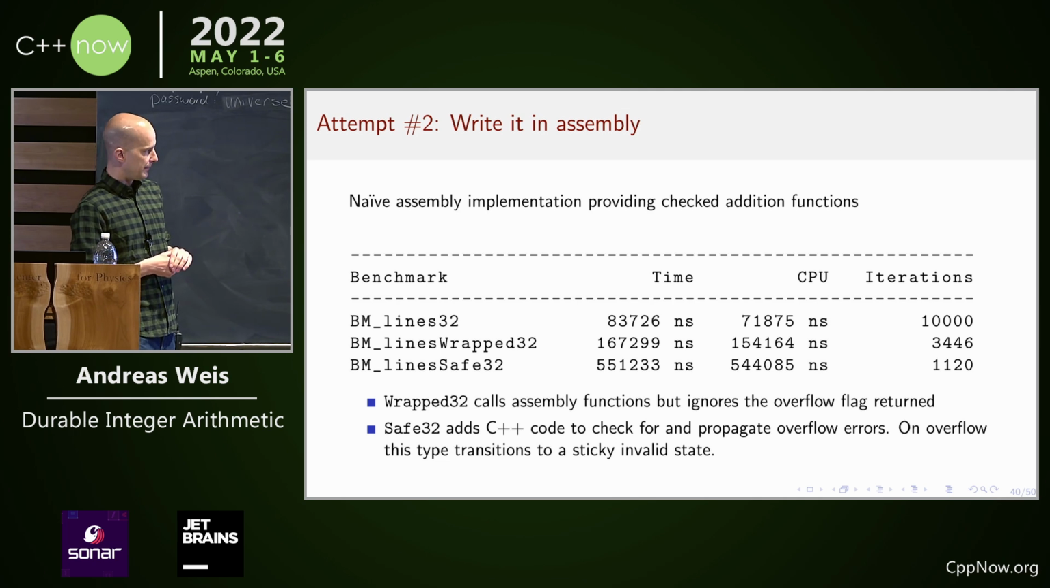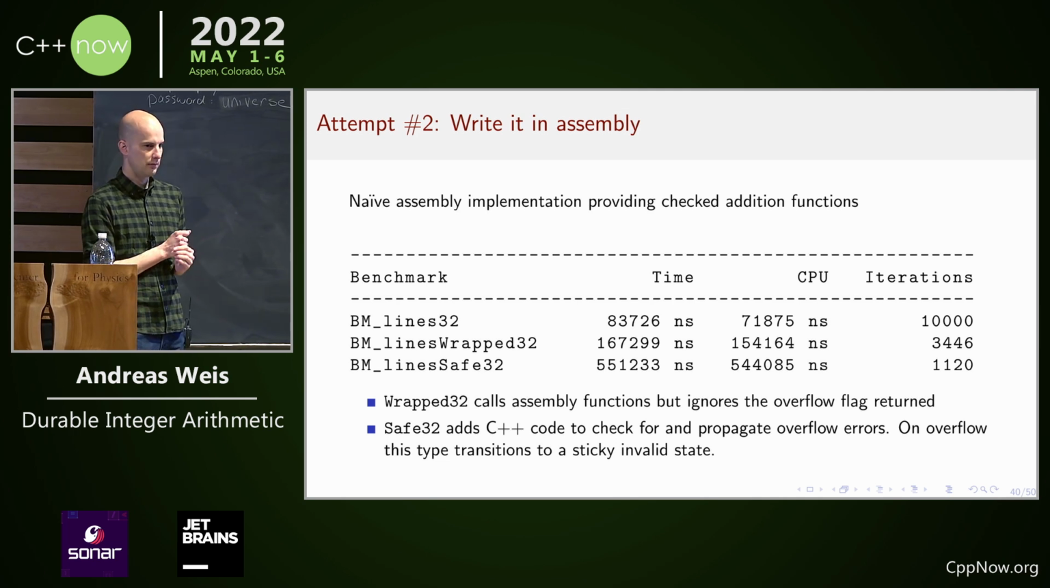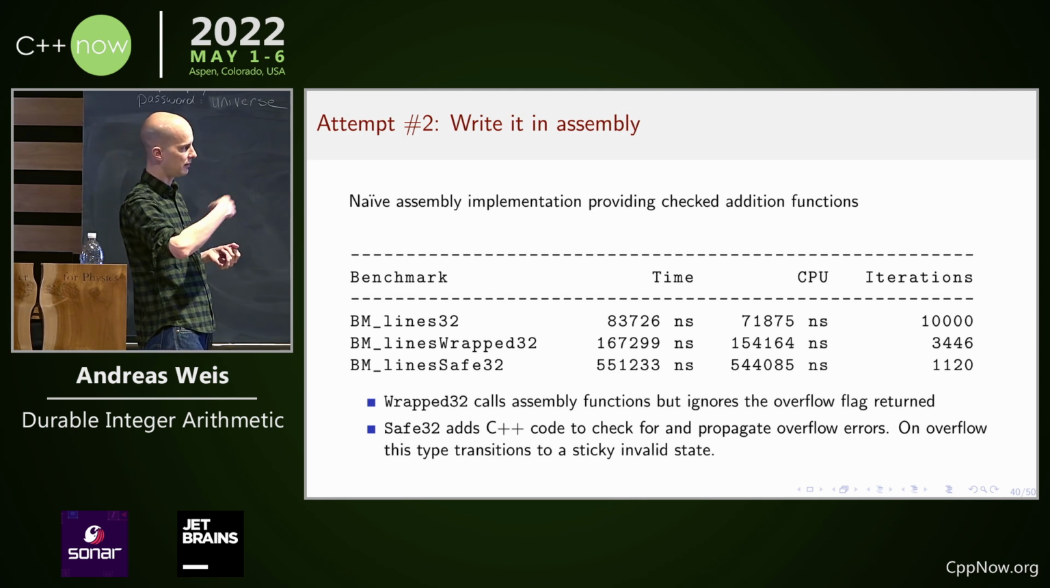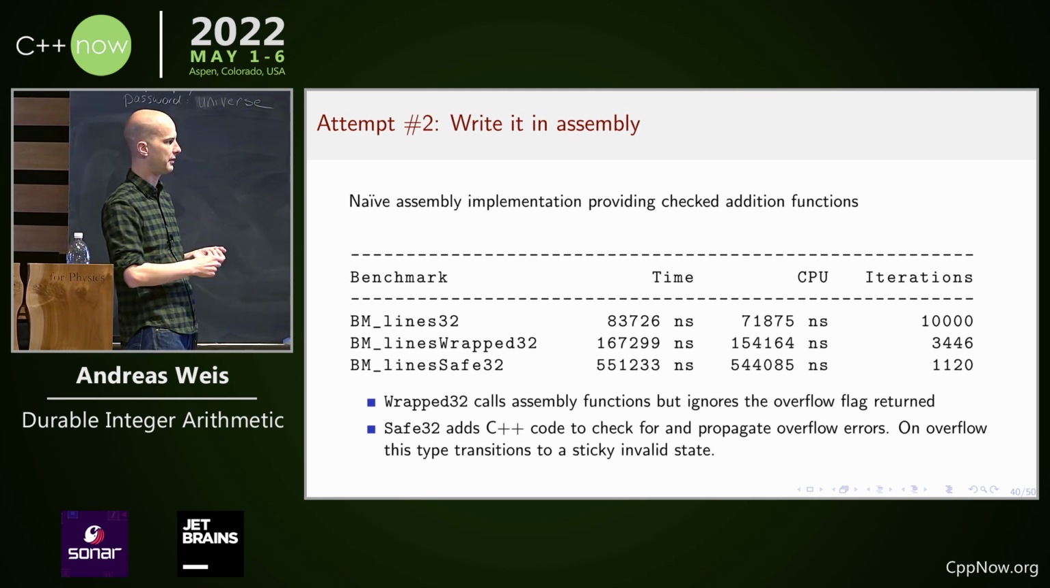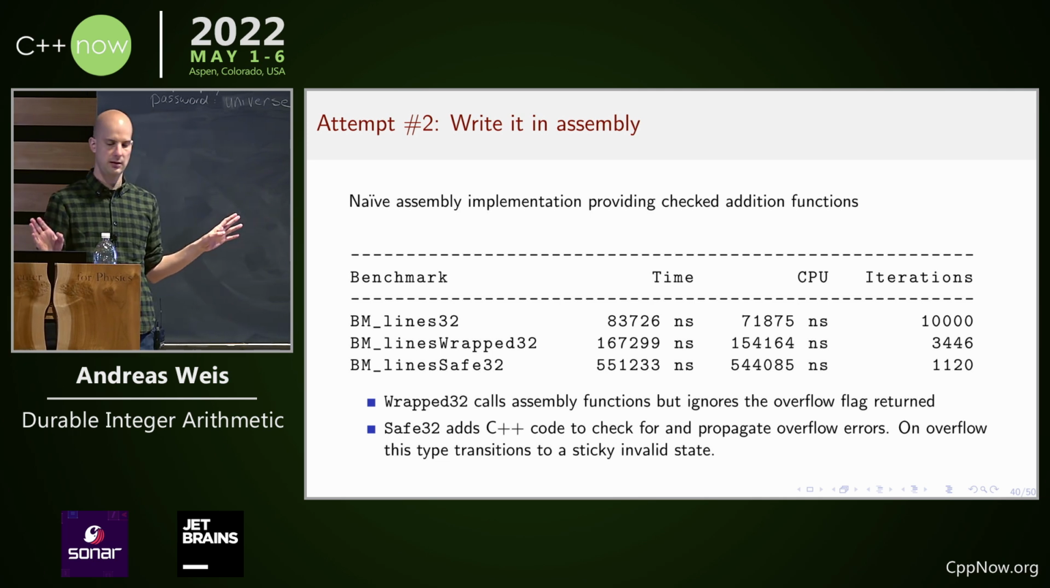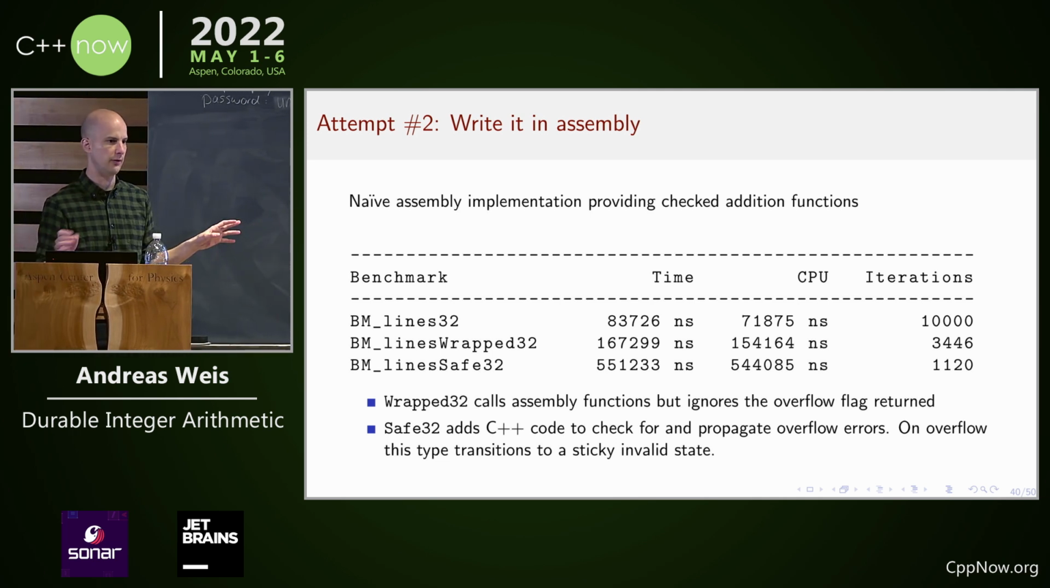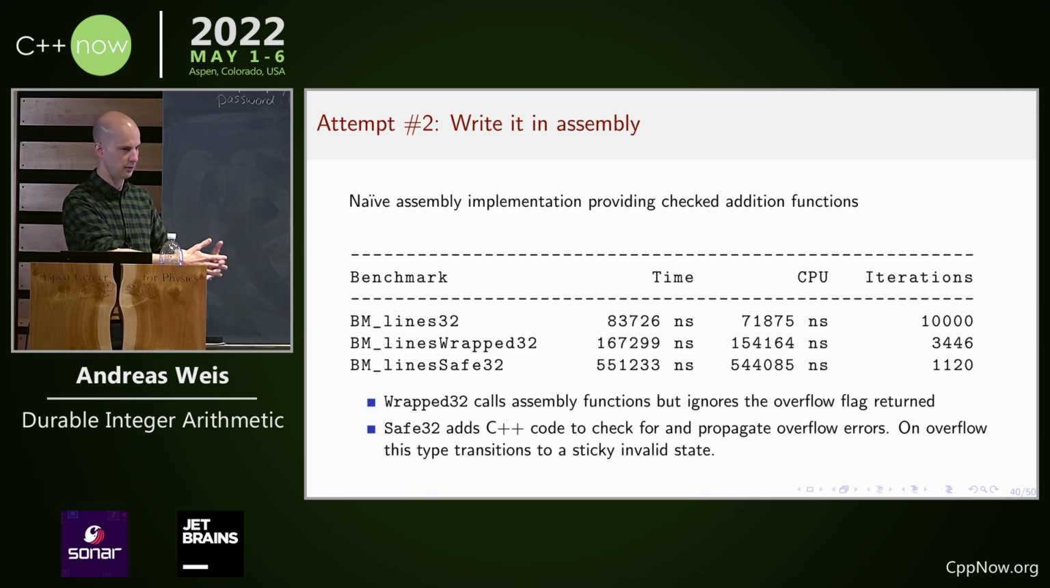The second one is using my library. So for the integer addition and the multiplication, I'm calling out to this assembly library, but I'm not actually checking the overflow flag, right? I'm just getting the result back and continuing computation.